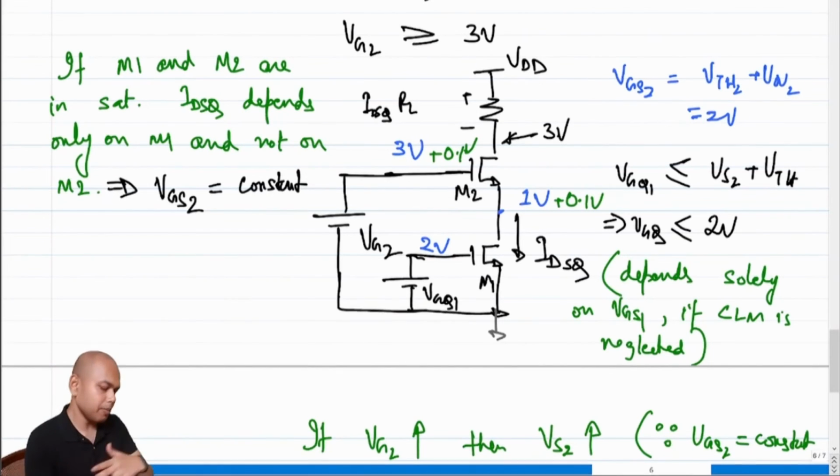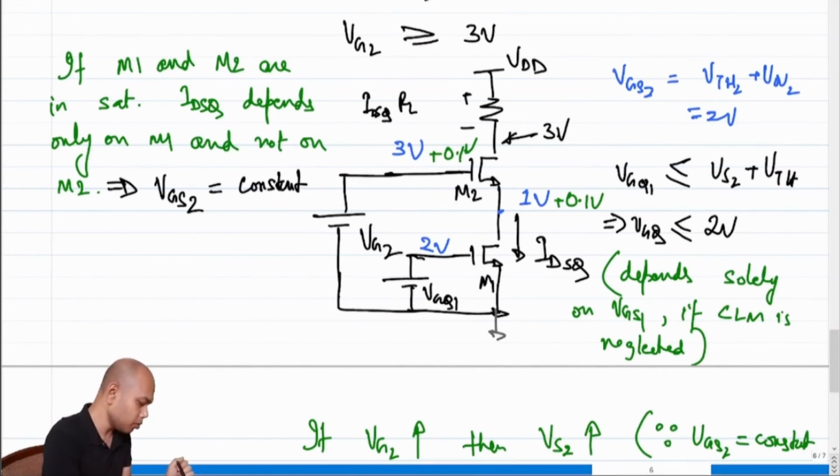So again, coming back to the same point, if I circle back to wherever we started, who is setting the source voltage of M2? Clearly the gate voltage of M2 is setting the source voltage of M2. The source voltage of M2 is not constant. If I increase the gate voltage of M2, the source voltage of M2 will also increase. Okay, great. So this is all good.